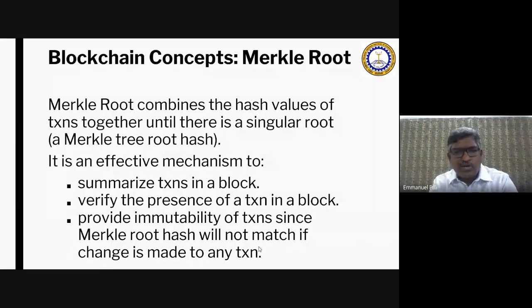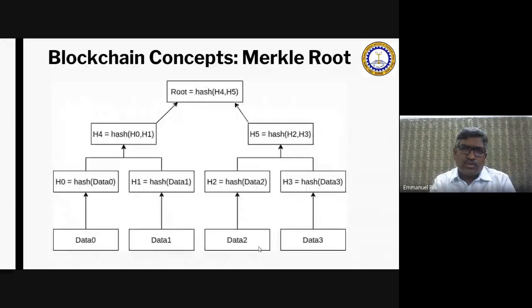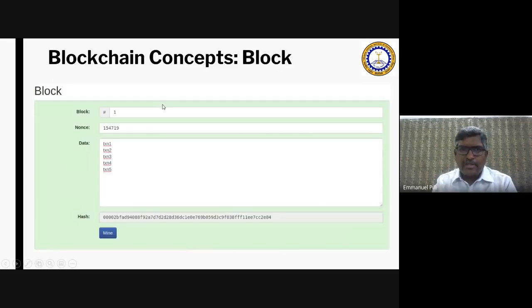These concepts actually improve the system. So this is how it happens. The different data are there, and you take the hash values of these, and then you combine the hash values. So H0, H1 becomes H4, H2, H3 becomes H5, and H5 and H4 are combined to become the root. So the Merkle root gets that value. Any change in any of this data will affect the root value, so these are not allowed. These are fixed so that the root value is kept intact.